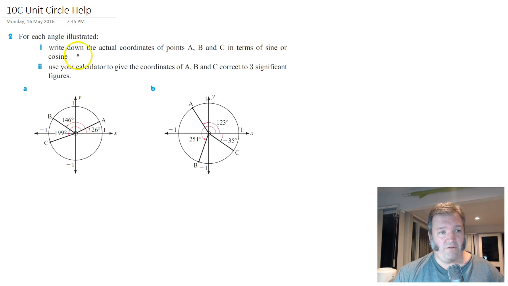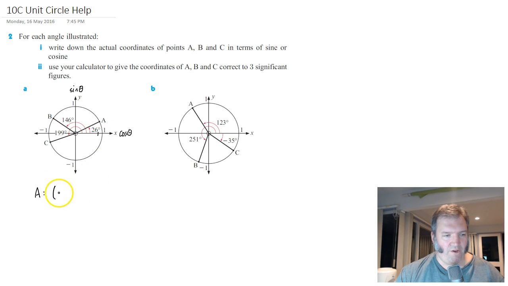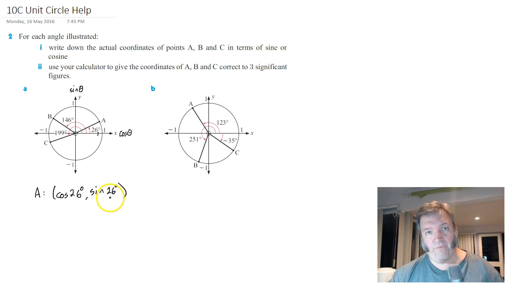So for each angle illustrated, write down the actual coordinates of A, B and C in terms of sine or cosine. Well, here all we need to know is that the y coordinates are of course the sine of the angle, and the x coordinates are the cosine of the angle. So when I'm talking about point A here, the x coordinate is the cosine value. If I mark that coordinate there, yes, it has an actual value I could get on my calculator, but in terms of the sine and cosine, the x coordinate would just be the cosine of 26 degrees, and the sine of 26 degrees would be the y coordinate. Not so bad so far.